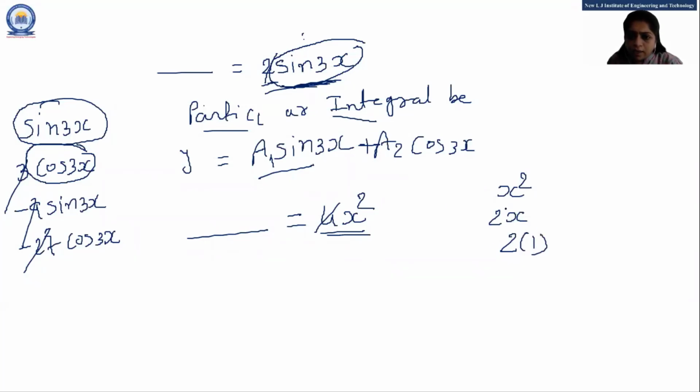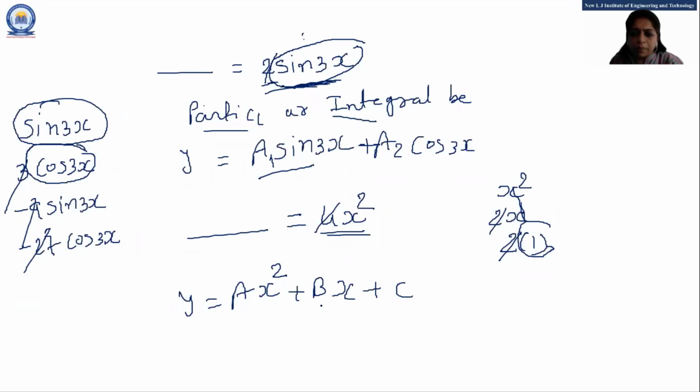So we may also write that 2 into 1. If we neglect this multiple, the different members of x square are: for the particular integral, I put here ax square. The other member is x, so plus bx. And the third member is the constant, only one, so I put here only c. You may also write a1x square plus a2x plus a3.